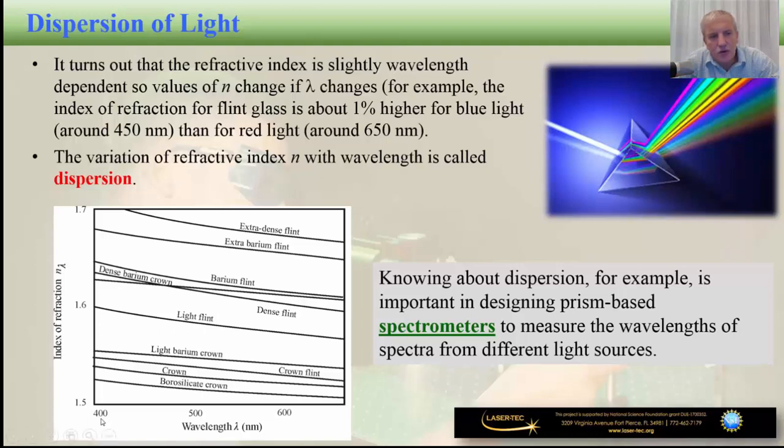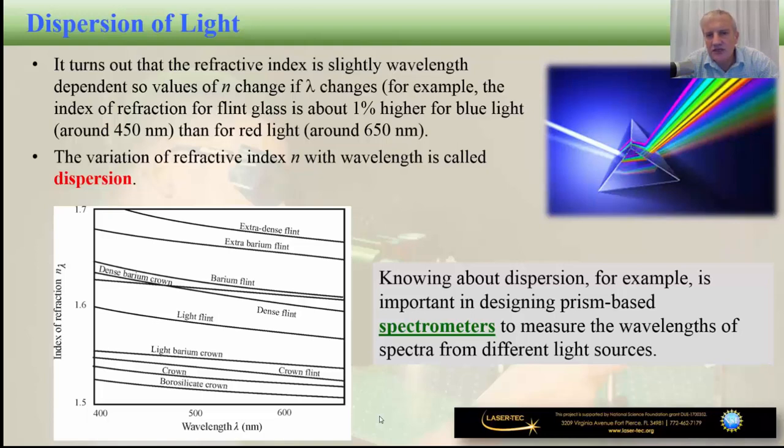So for example, if you go all the way down to 400 nanometers, which is violet light, you can see the light flint is going to have an index of refraction of about 1.6. If you go over to the other side and you're looking at 700 nanometers, which is the red light, and you project this point onto the vertical axis, you can see that the index of refraction is not going to be 1.6 anymore, but significantly lower. So that's basically what this graph represents. It quantifies different indices of refraction for different wavelengths for the same material.